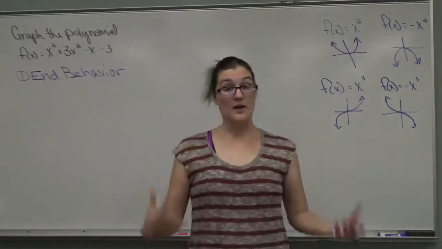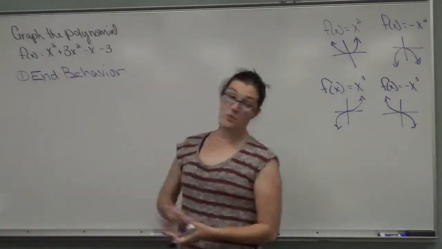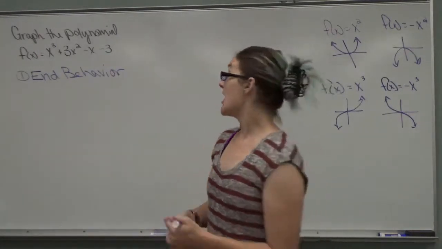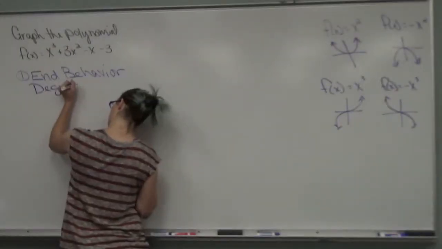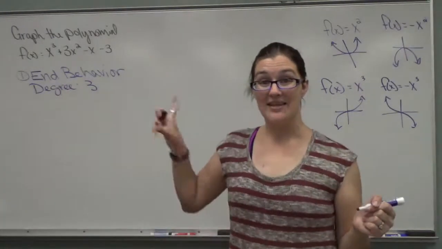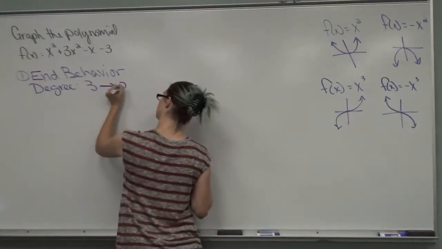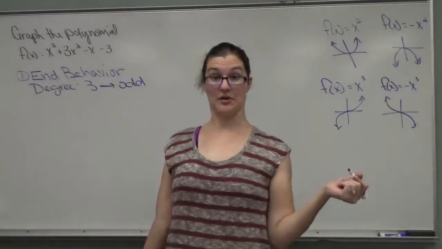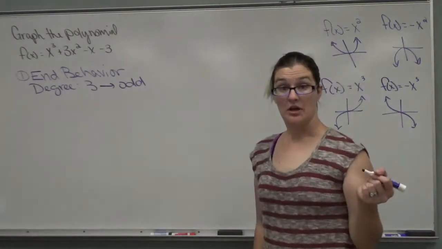So in end behavior, the way we're going to do that is we're going to look at the degree of the polynomial. When there is only one variable, the degree of the polynomial is going to be our highest exponent. So our highest exponent is 3. So the degree is 3. And you need to identify that degree if it is even or odd. 3 is an odd number because even numbers are divisible by 2 and 3 is not divisible evenly by 2. So it is an odd number.